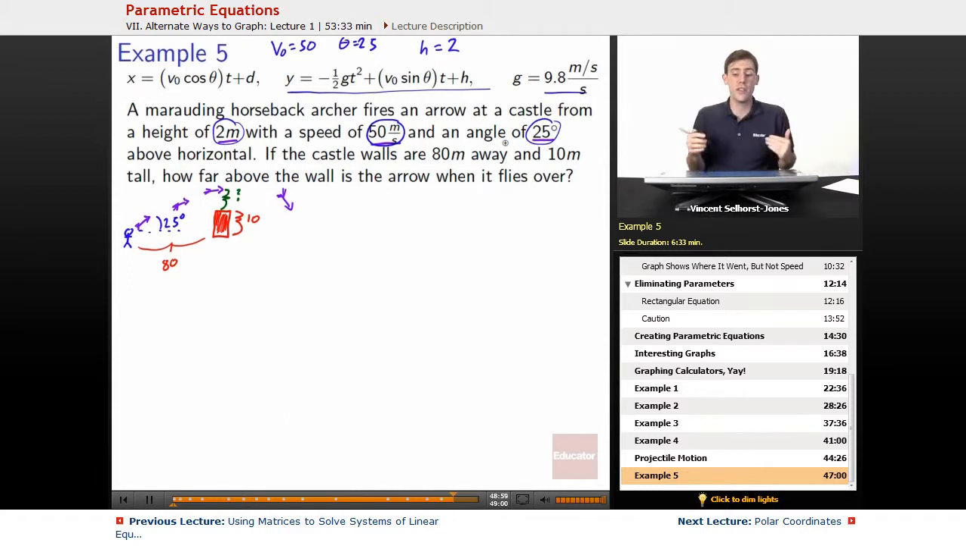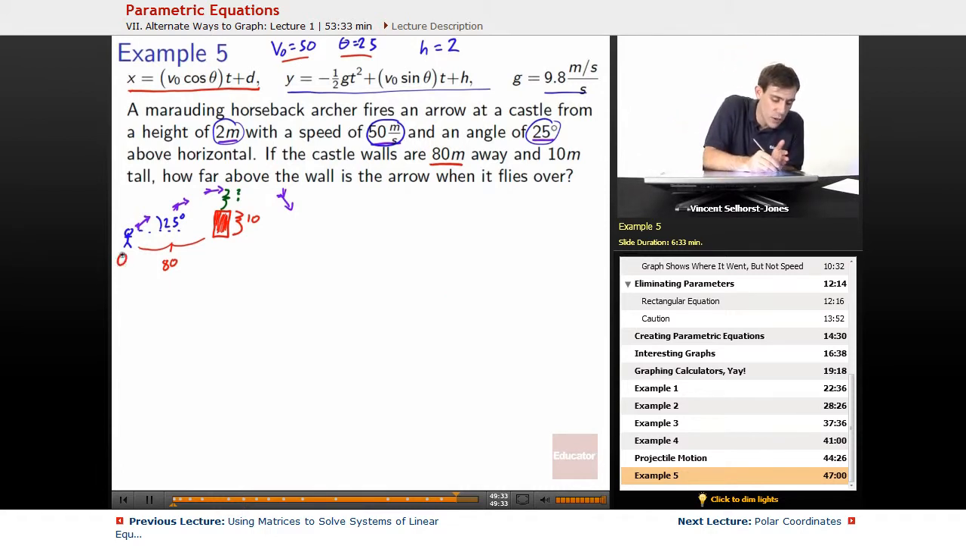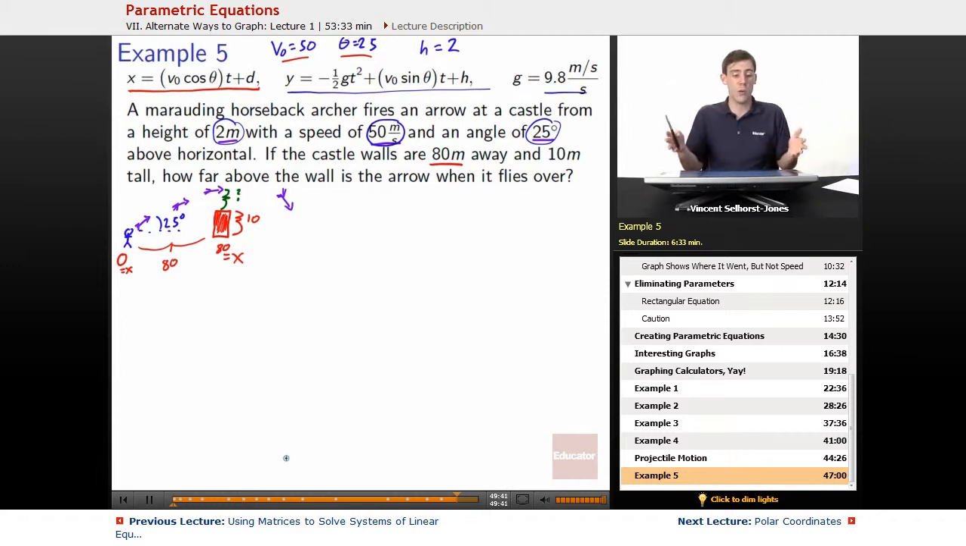So first we need to figure out when the arrow is at the walls. x equals v0 cosine theta t plus d. We know v0 is 50, theta is 25, and the x value is 80 meters. What is d? Let's say the horseback rider starts at 0 horizontally. So 0 equals x here, and 80 equals x at the castle walls. He starts at 0 in terms of horizontal x location.